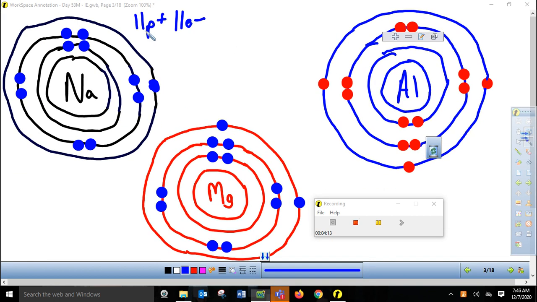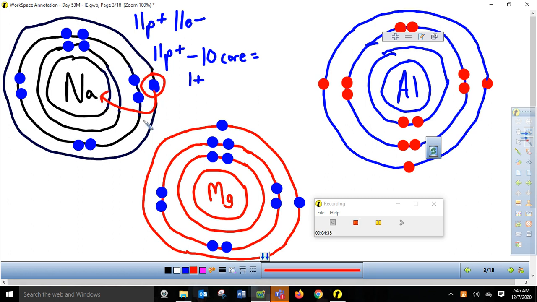And you can see here that 10 inner electrons, right? 2 in the first, 8 in the second, 1s2, 2s2, 2p6. So sodium has 10 core electrons. So if I take 11 positive charges in the nucleus, minus the 10 core electrons, the difference is my ENC, +1. So what does that tell me?